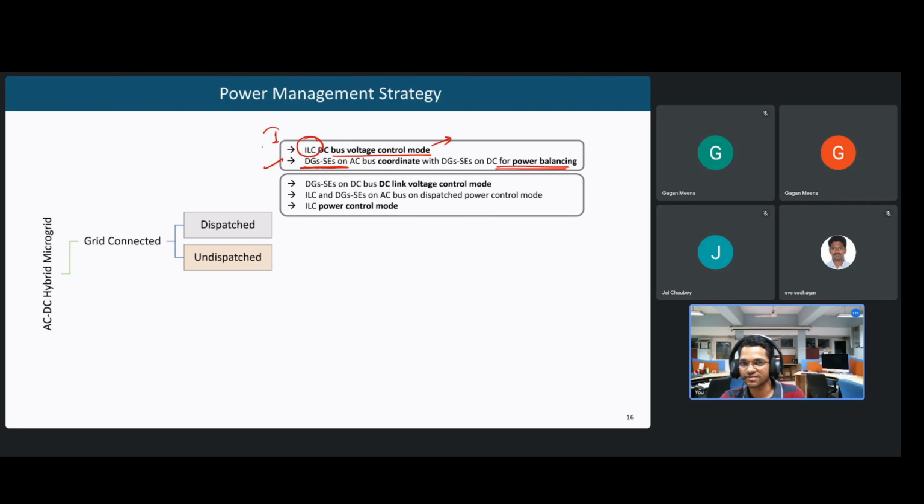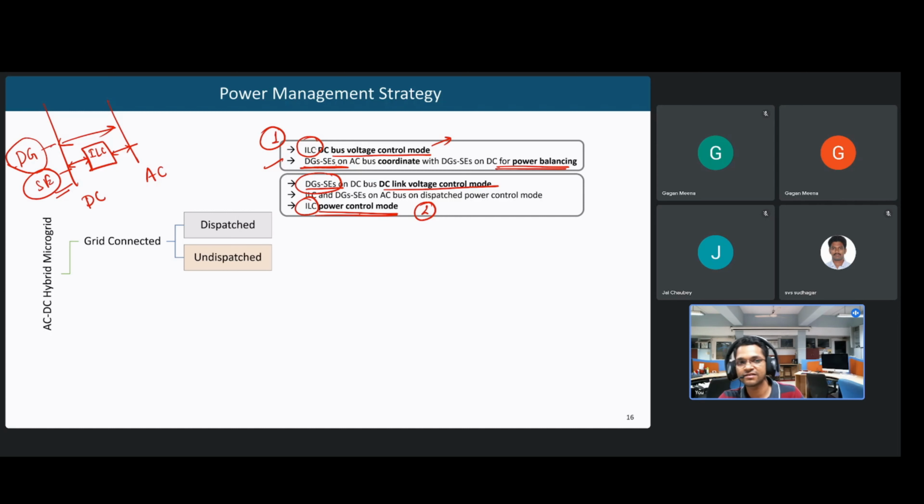While this is first, in the second we can have the interlinking converter. This is DC, this is AC. It is bidirectional. It can operate in power control mode, so it will ensure this power balance. And the DGs and storage on the DC bus will control this DC voltage. So DGs here and the energy storage will operate in voltage control mode, controlling the voltage on the DC bus.